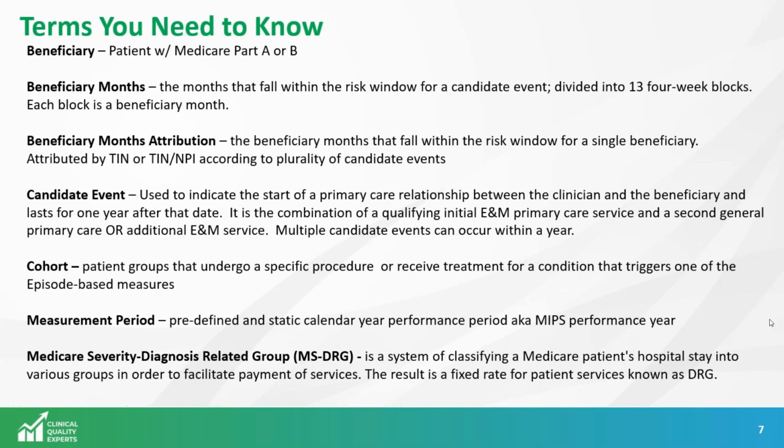The beneficiary month is used in the TPCC category to compartmentalize months that fall within the risk window for a beneficiary. Each month is 4 weeks long, and there are 13 months in a risk window. The care that happens within that month gets attributed to the TIN and or the TIN NPI based on who provided the plurality of candidate events. We'll get more into plurality in just a minute.